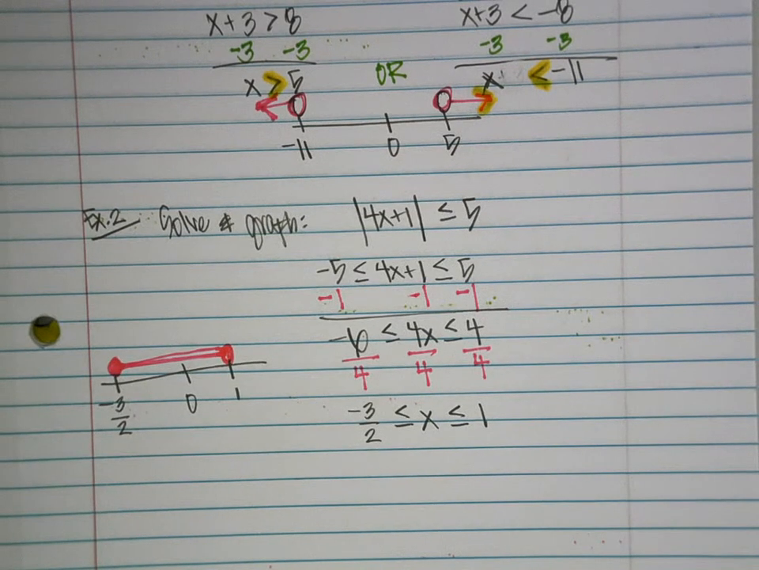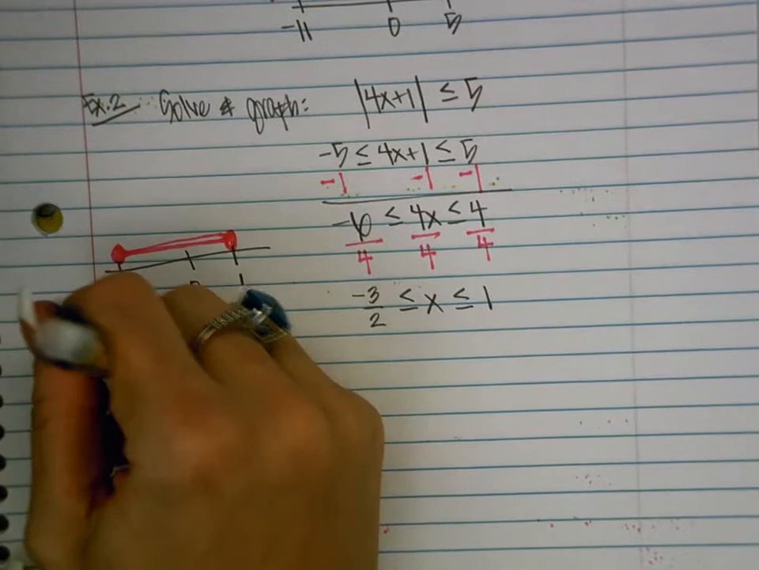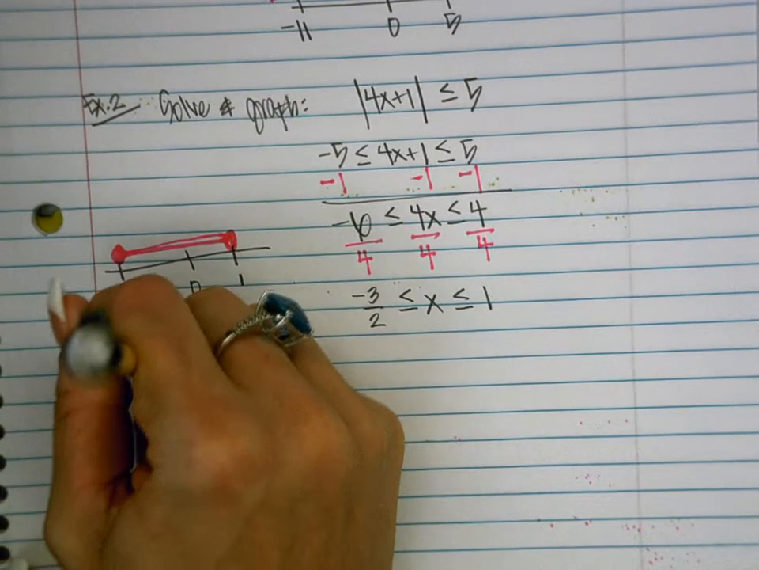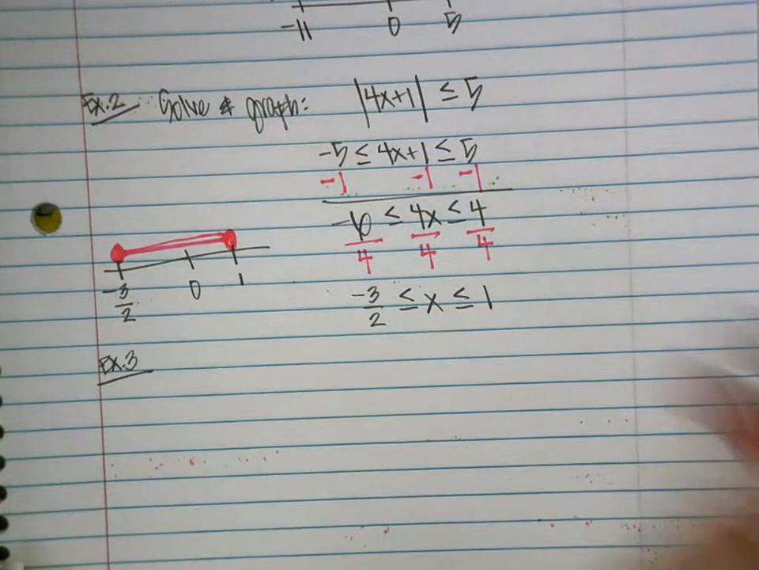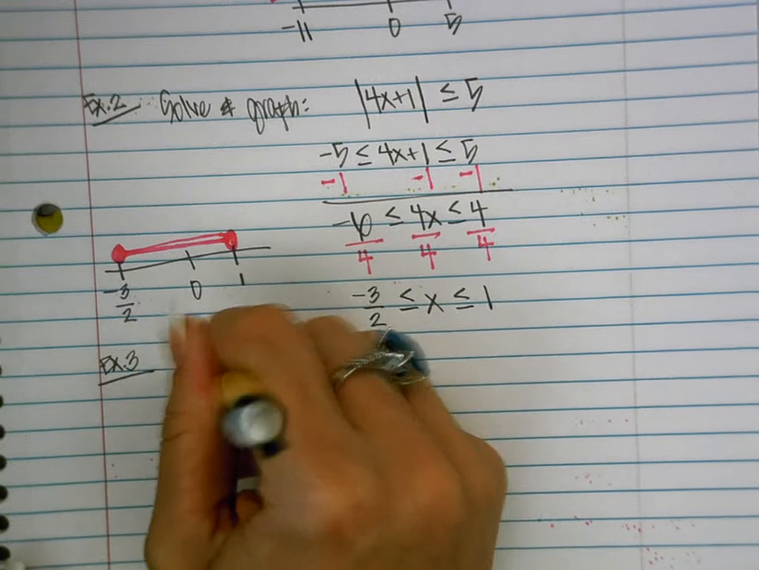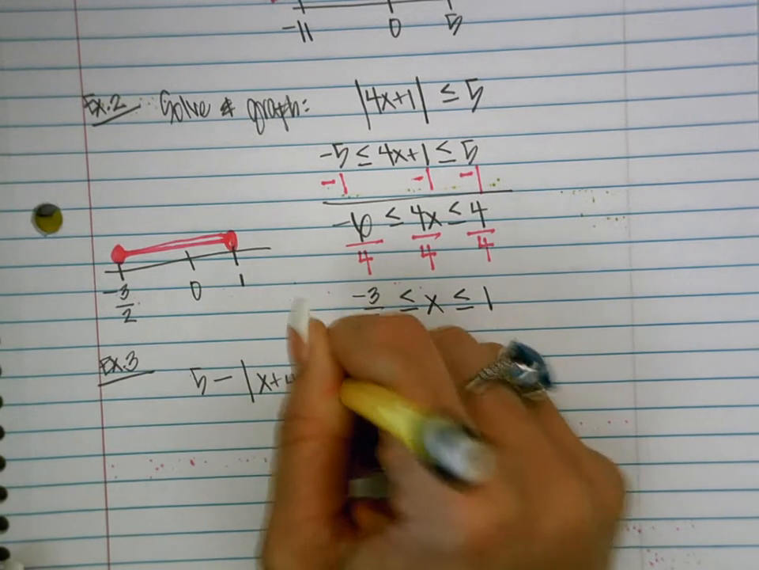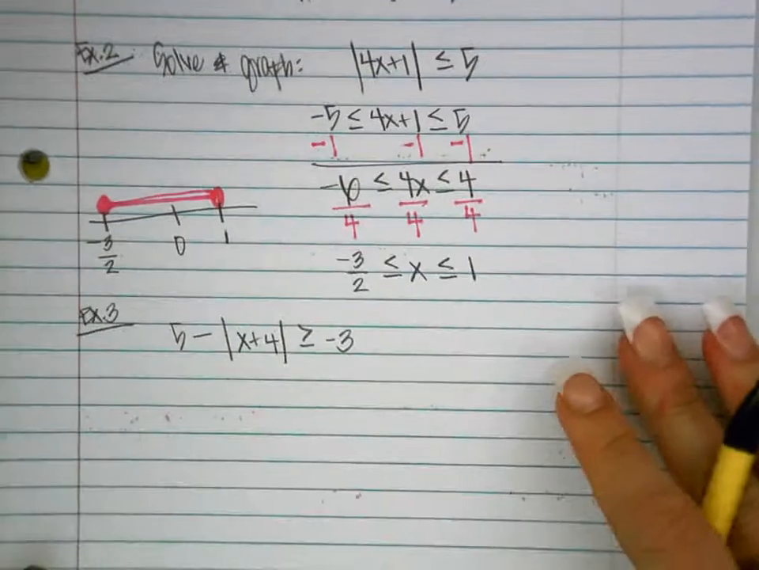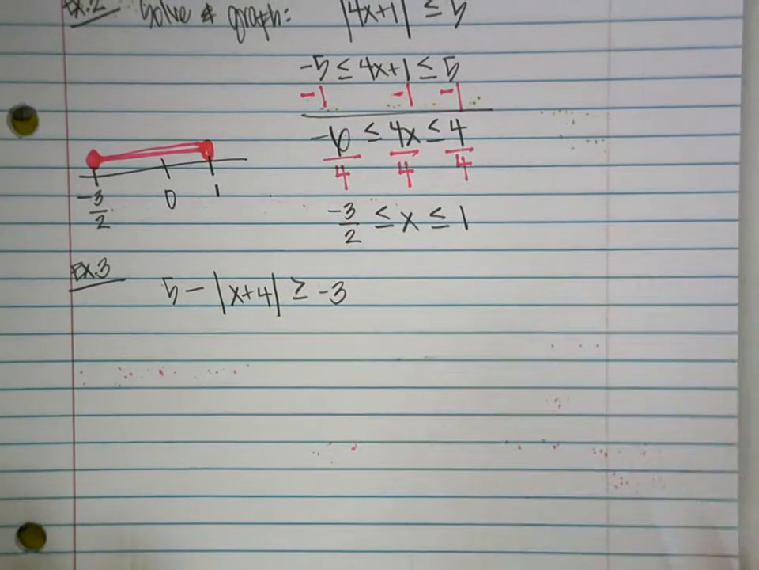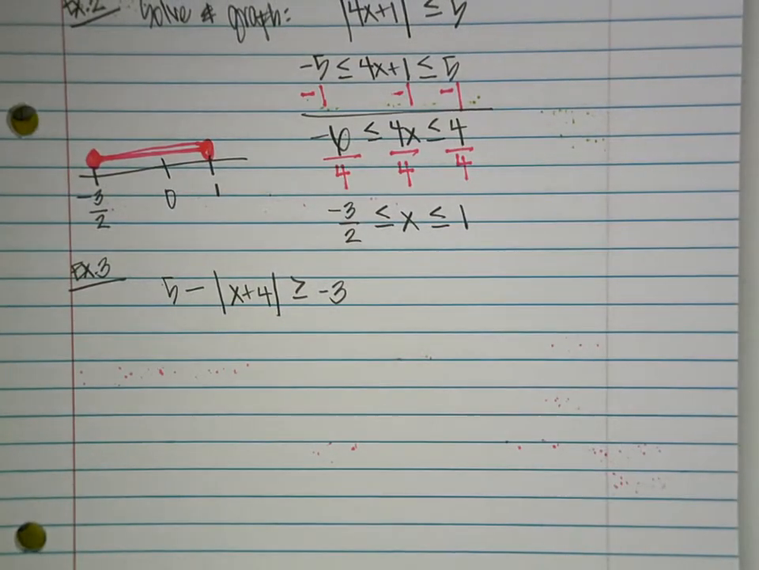Yeah, you're good. Okay, hopefully this shouldn't be too bad. Let's try just a couple more. I have like 3 more, and the last 2 are kind of technicalities. So try 5 minus absolute value of x plus 4 is greater than or equal to negative 3. 5 minus the absolute value of x plus 4 is greater than or equal to negative 3.